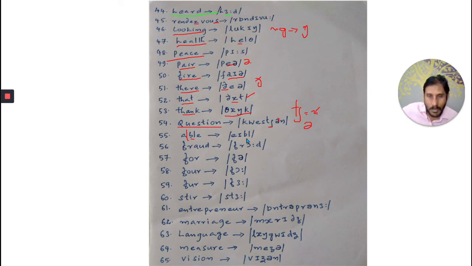Able. Fraud, you say. So-and-so politician has indulged in fraudulent practices. Okay, fraud. F-R-A-U-D, fraud.